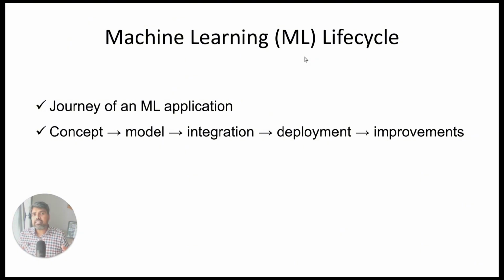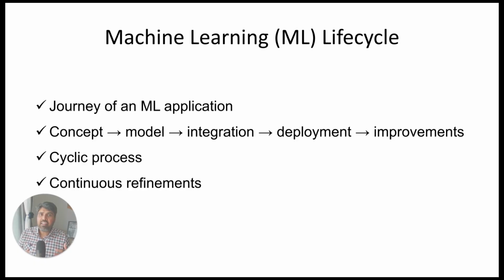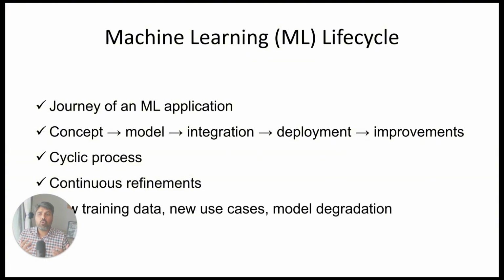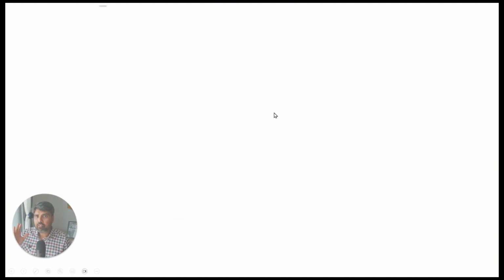And then, it is not a one-time process. This is a cyclic process which keeps on improving until we get a final result. As you know, things move a lot faster. And then we have a lot of continuous refinements to make sure that the model and the data are relevant. We make new training data. As you know, every time there is new information for the model to know about, there are a lot of new use cases and model degradation. Now coming to this diagram, we start with a concept.